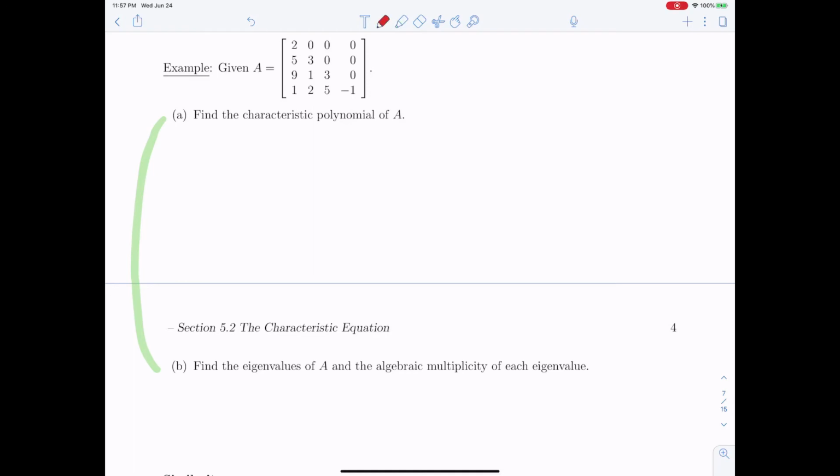Okay, so first of all, the characteristic polynomial is given by the determinant of A minus lambda I. In this case, A is a lower triangular matrix, so A minus lambda I is again a lower triangular matrix. So we have the characteristic polynomial equals 2 minus lambda, 3 minus lambda, 3 minus lambda, and negative 1 minus lambda.